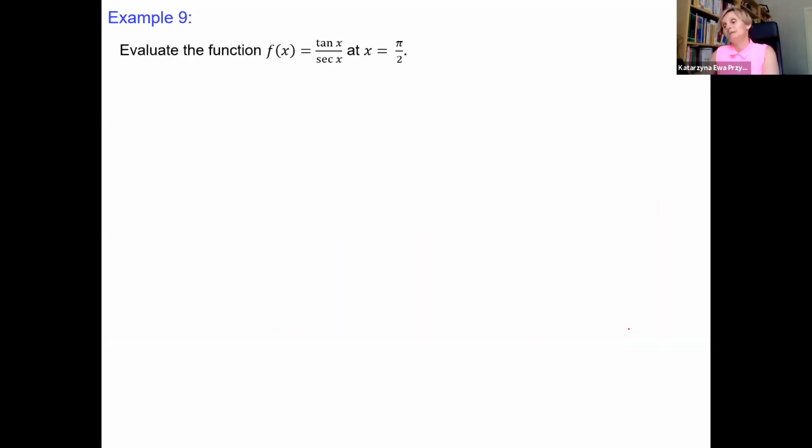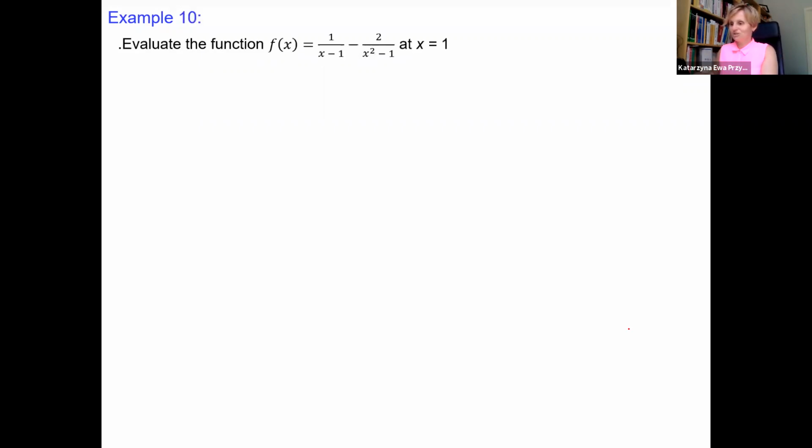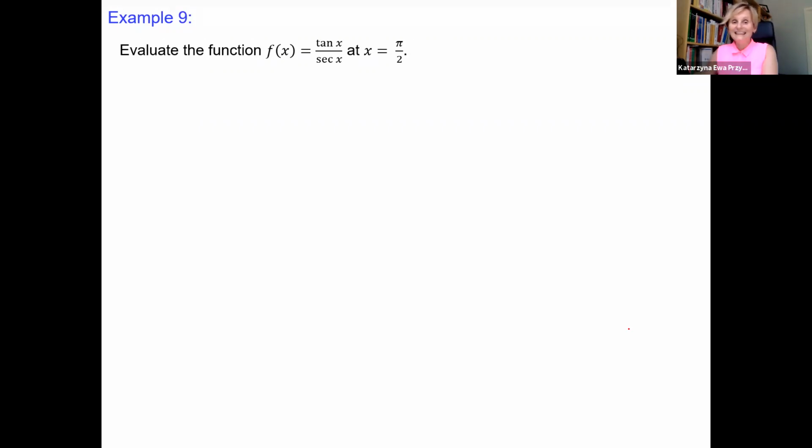Example number 9. Evaluate the limit of tangent of x over secant of x at pi over 2. Okay, now we have a little bit different situation. Let me check actually, because that's actually the other indeterminate form. It's not 0 over 0.